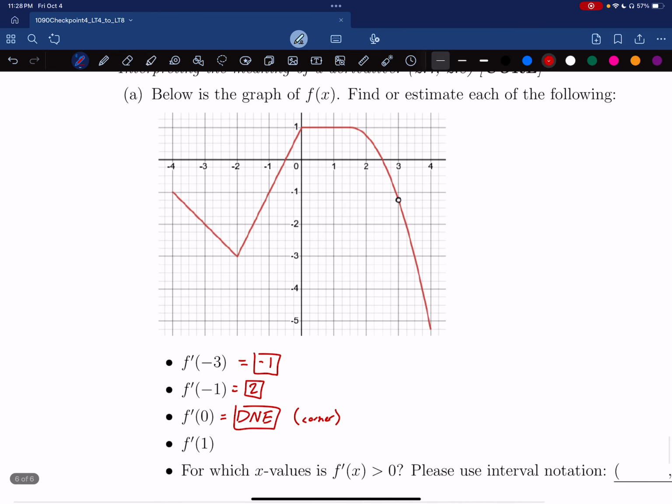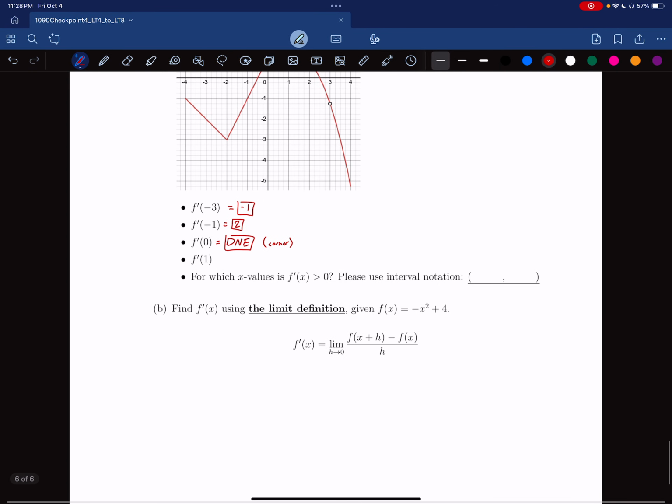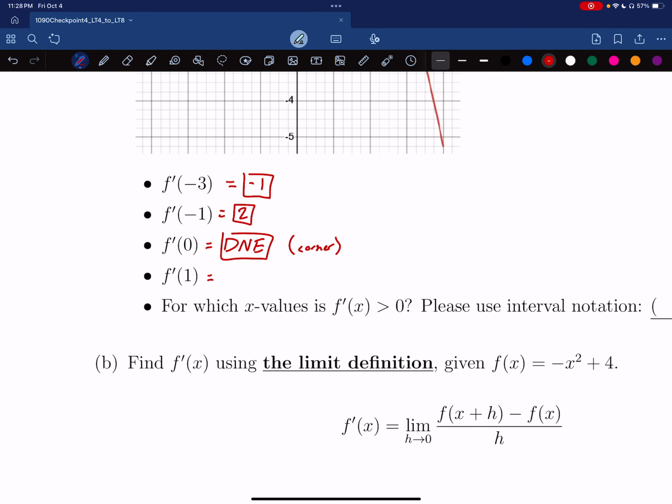Finally, f prime of 1, that's right here. I'm looking at a horizontal line, so our slope is going to be 0, or our derivative is going to be 0.